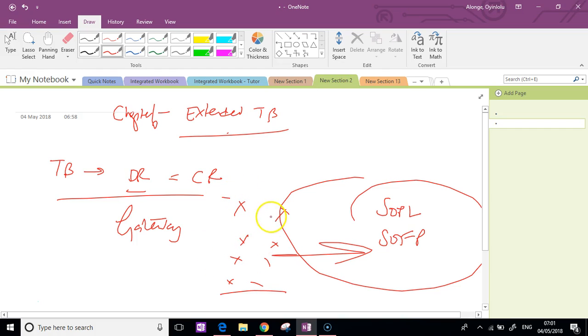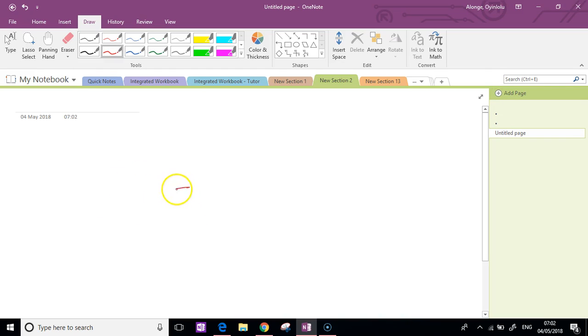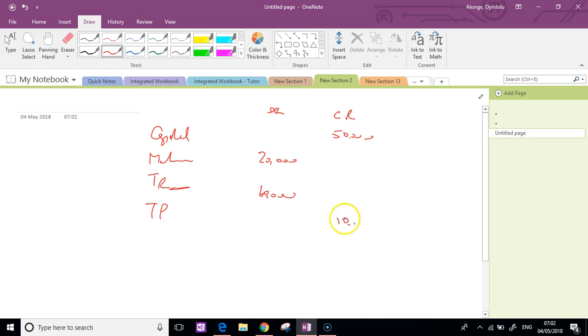You'll have your trial balance, and let's just go to a new page. You would have something like, say for example, I'm just making things up, capital, machinery, trade receivables, and trade payables. So you would have debits and credits here. Capital might be 50,000, machinery 20,000, trade receivables 60,000, and trade payables 10,000. Sorry, let's make this 30 because they balance: 80,000, 80,000, and then we'll be fine.